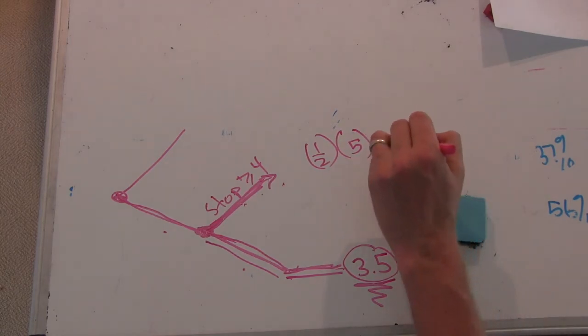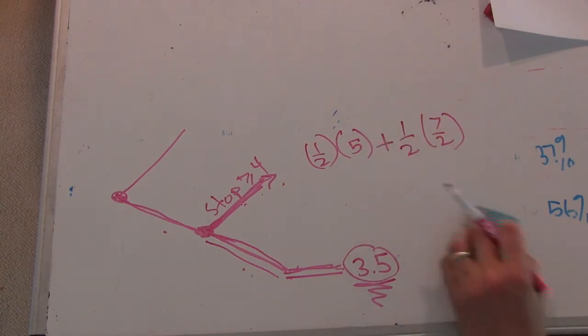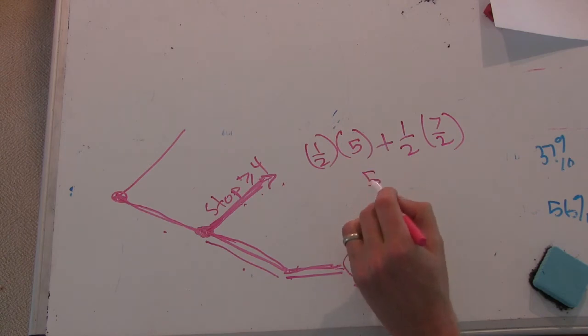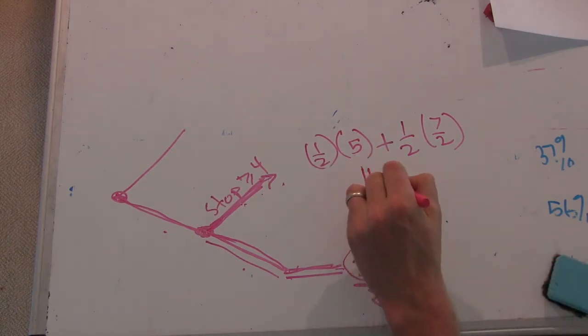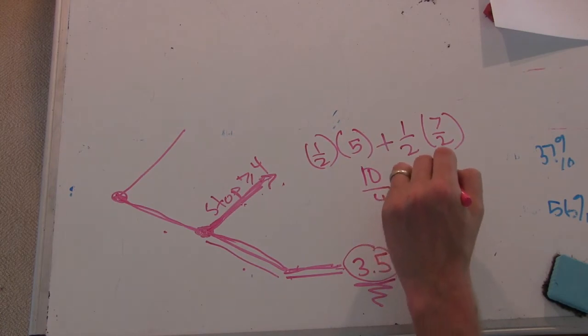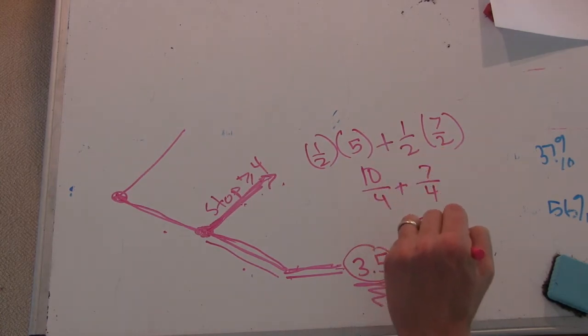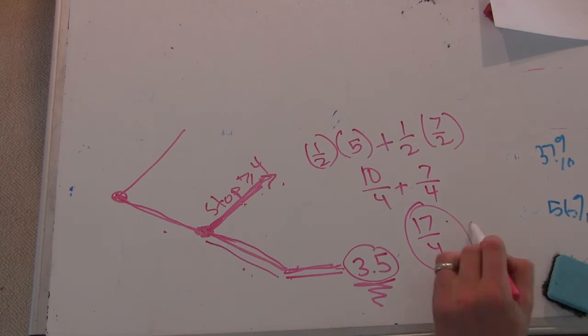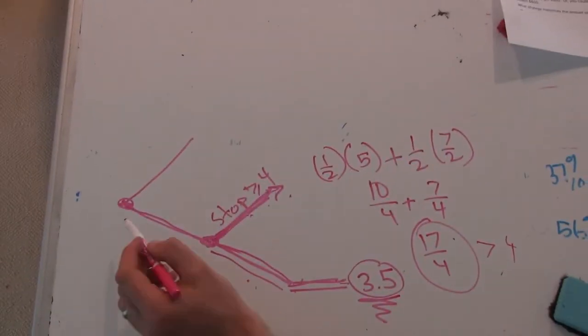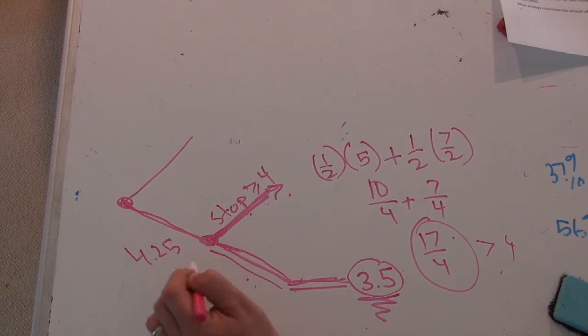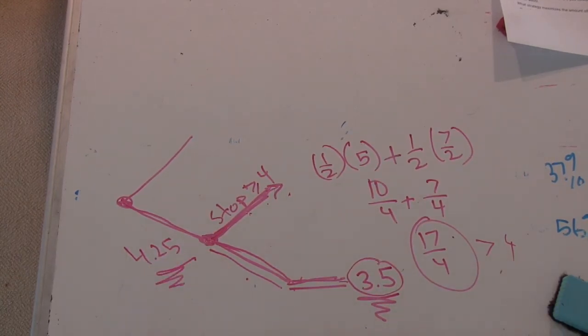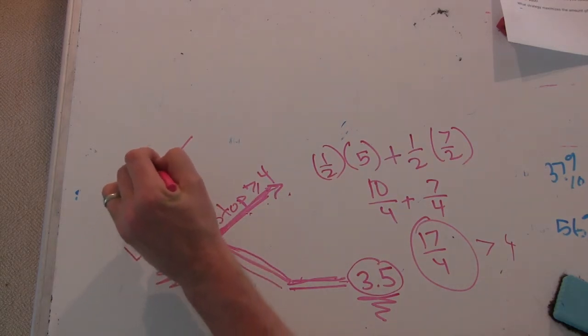Yep. So 5 halves plus 7 fourths, or let's say 10 fourths plus 7 fourths, just to get a common denominator. So just a little bit more than 4. Right, so this is just slightly greater than 4. So now going down this path, I have 4.25 as my expected value, which tells me that at the beginning you want to get more. And the way to have a higher expected value is to stop at 5 or higher. Right, so stop at 5 or 6.